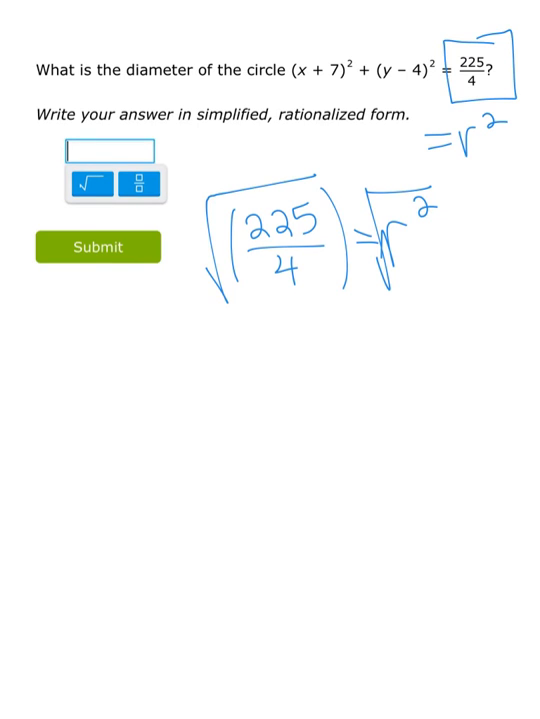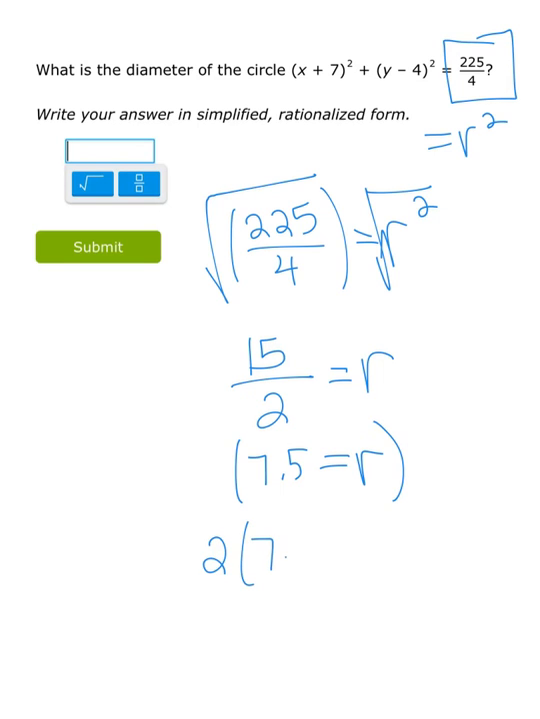The square root of 225 is 15, and the square root of 4 is 2. So my radius would be 15 halves. If you want to convert that to a decimal, you can. It doesn't matter. So 7.5 is the same thing as 15 divided by 2. But I don't want radius, I need diameter. So I need to double that. So 2 times 7.5 would give me 15 for my diameter.